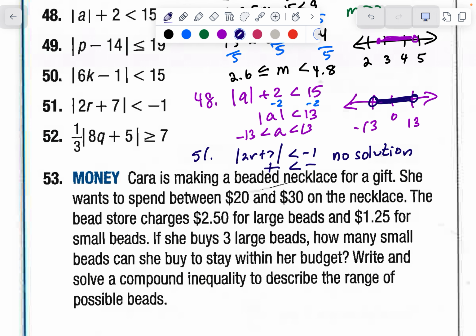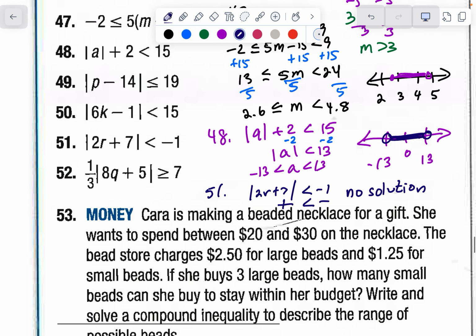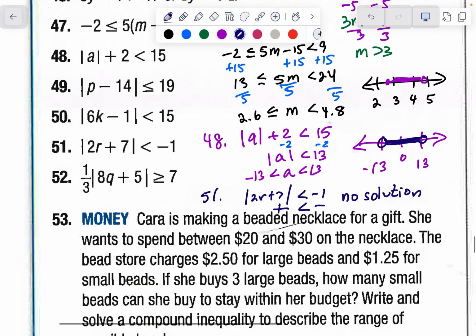If you were to graph it, you would have nothing colored in on the number line because there's no number that makes that ever be true, okay? So you do have to worry about if you relate a positive, is an absolute value greater than a negative? Sure. Is an absolute value less than a negative? Nope, okay?